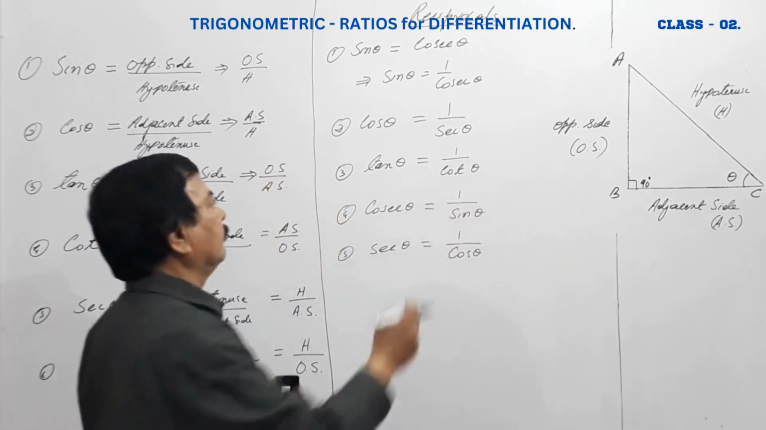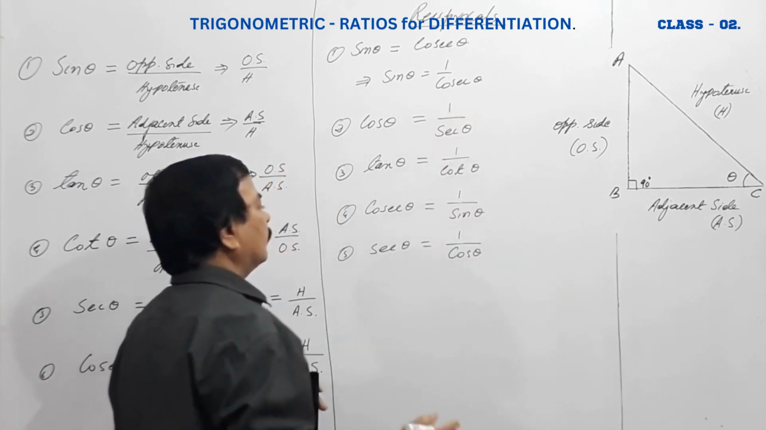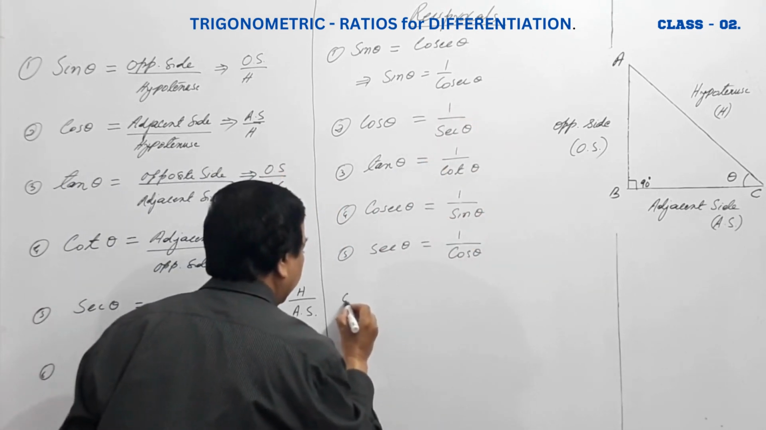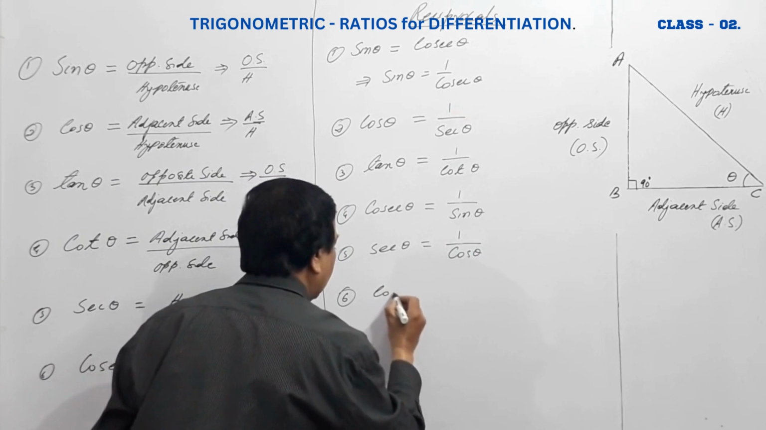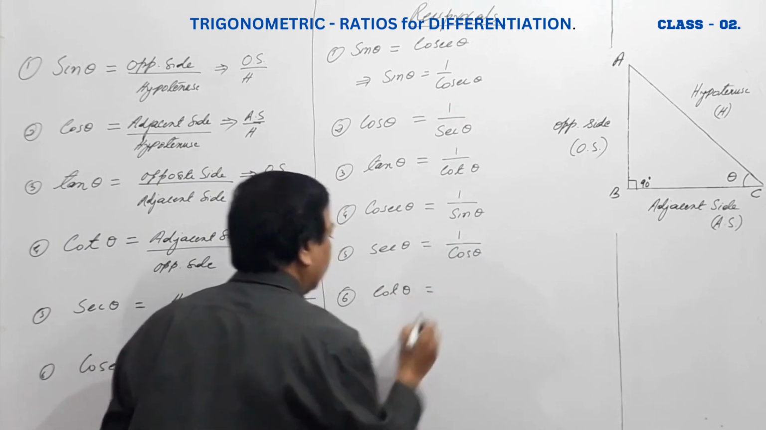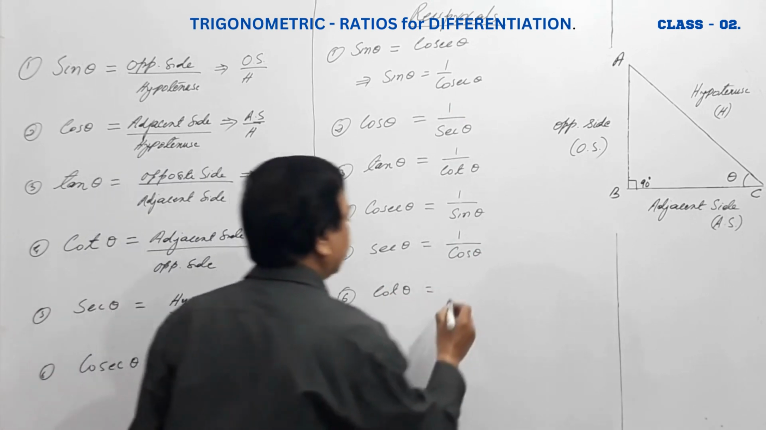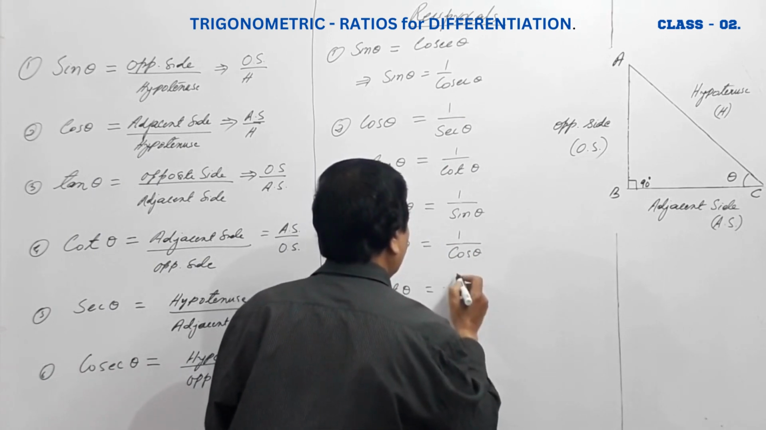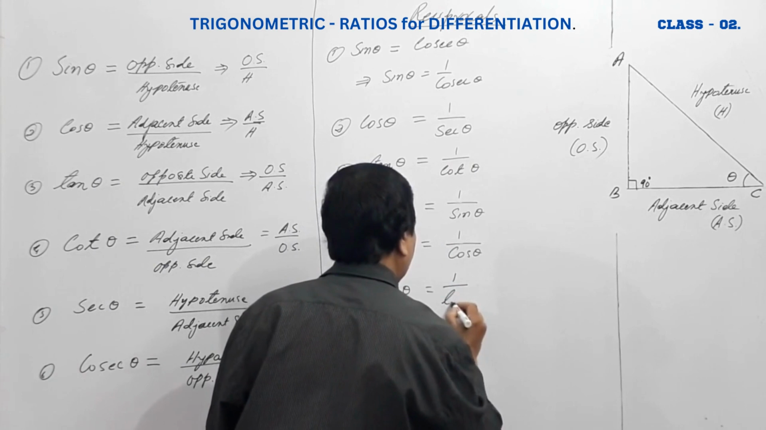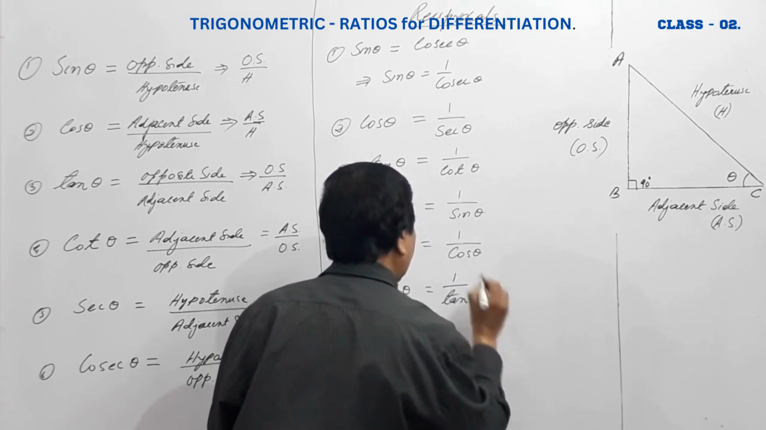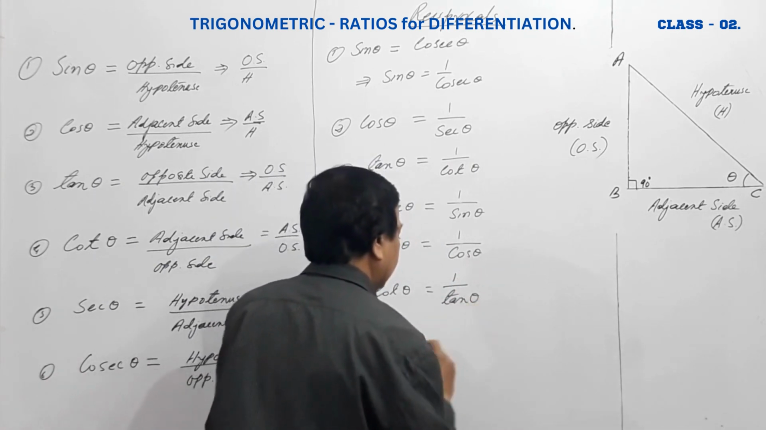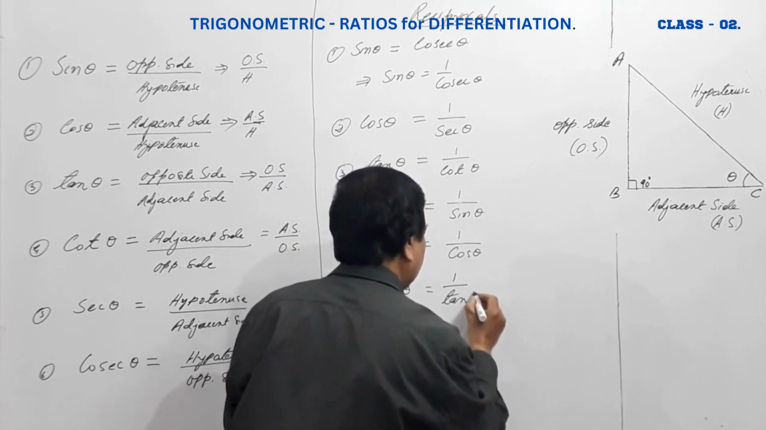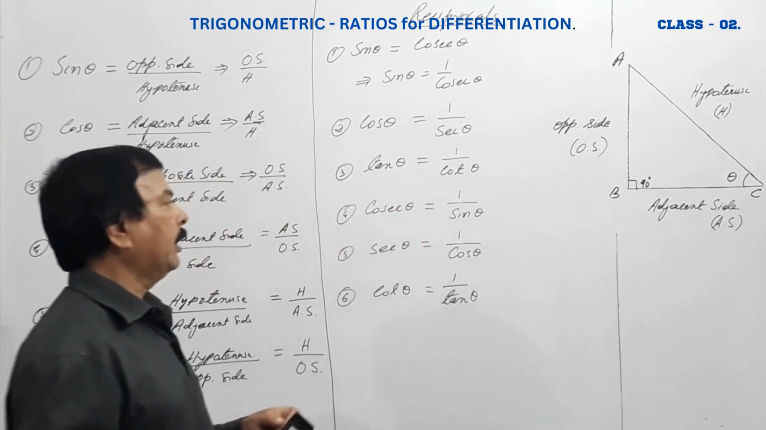1 by cos theta. Lastly, cot theta. The reciprocal of cot theta is 1 by tan theta. 1 by tan theta.